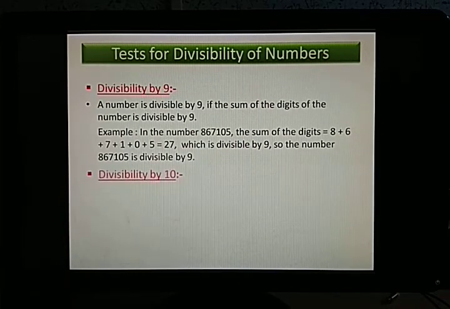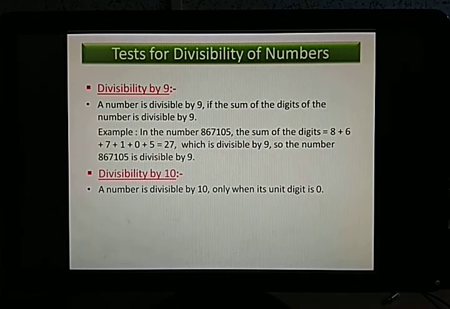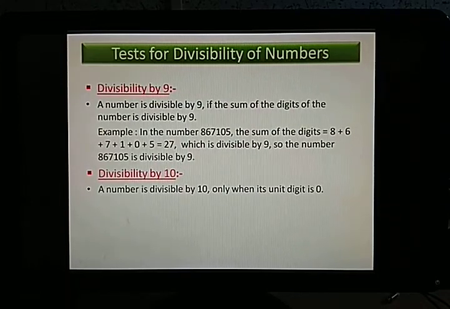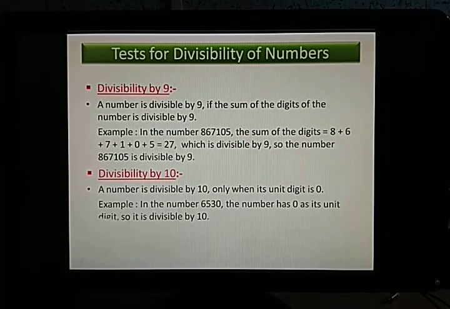Now next, divisibility by 10. A number is divisible by 10 when its unit digit, that means the digit in its units place or the ones place, is 0. Simple. Just have to see if there is 0 at the end or not. Obviously 6530, there is a 0 at the units place. So it is definitely divisible by 10.